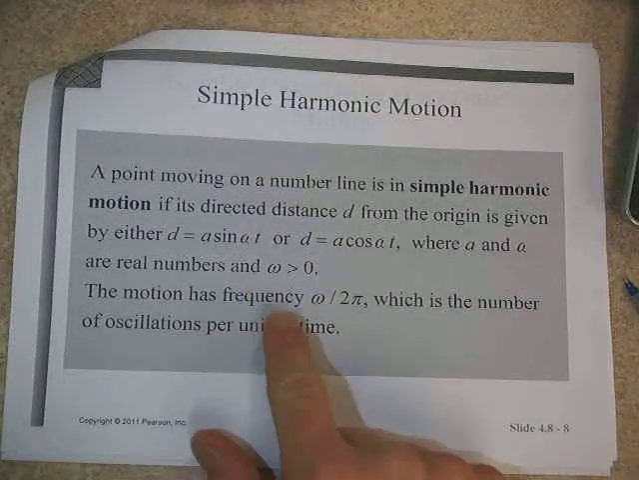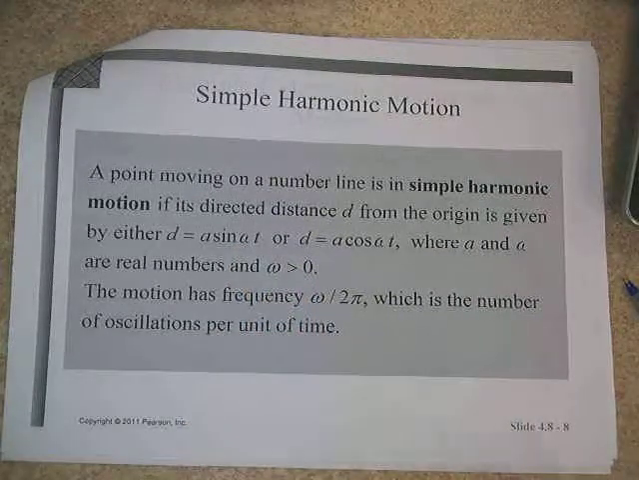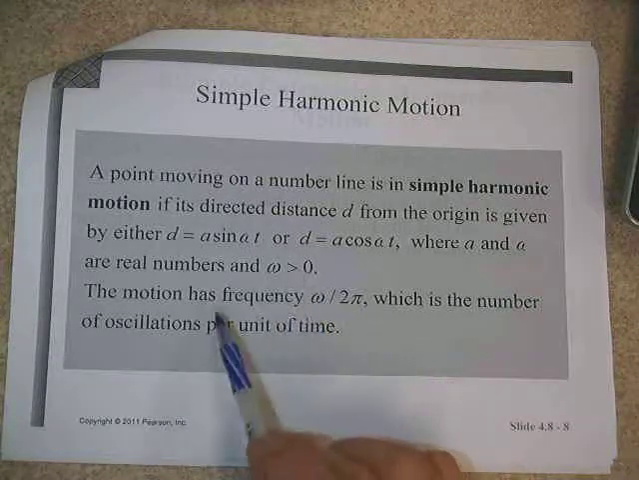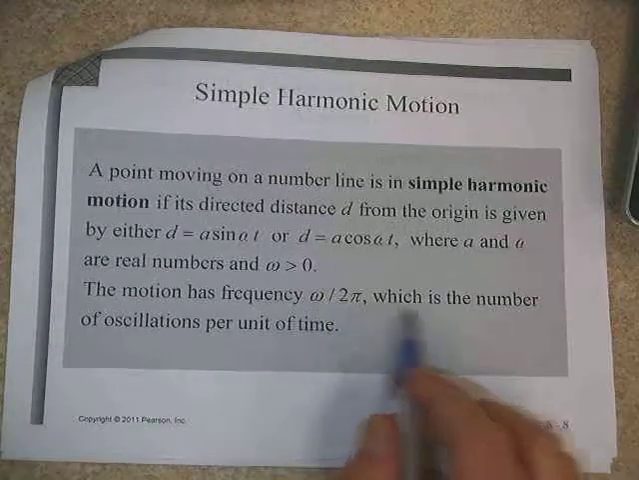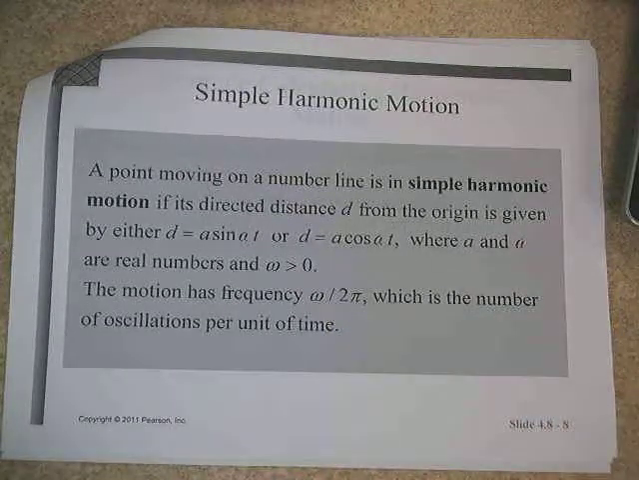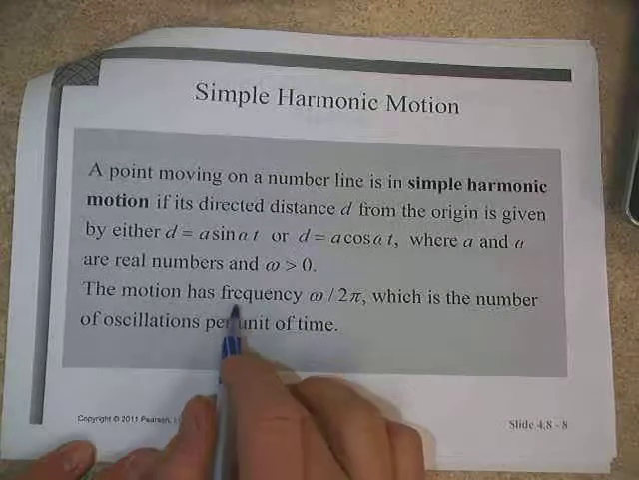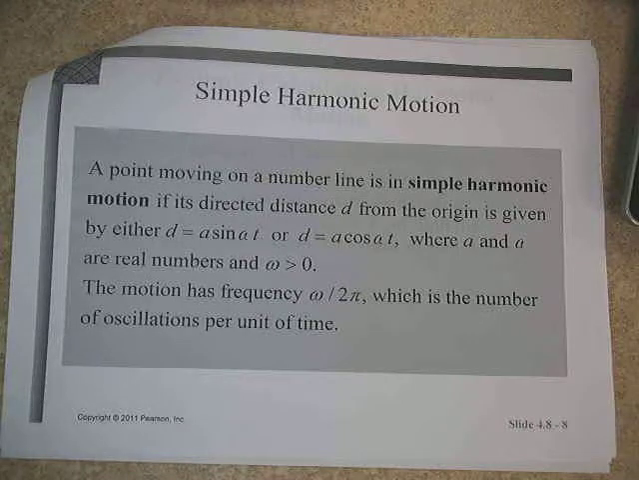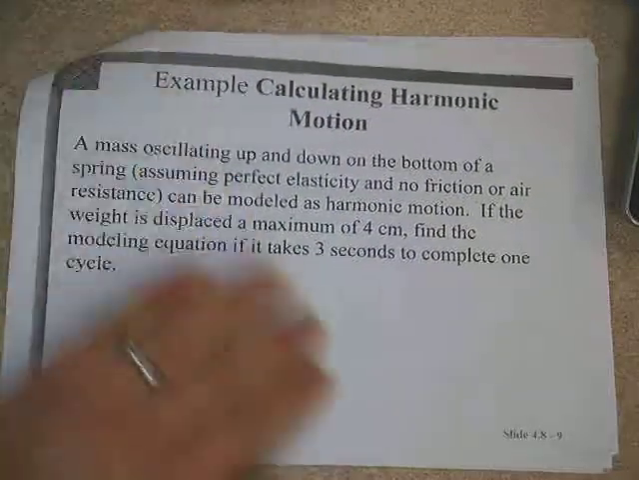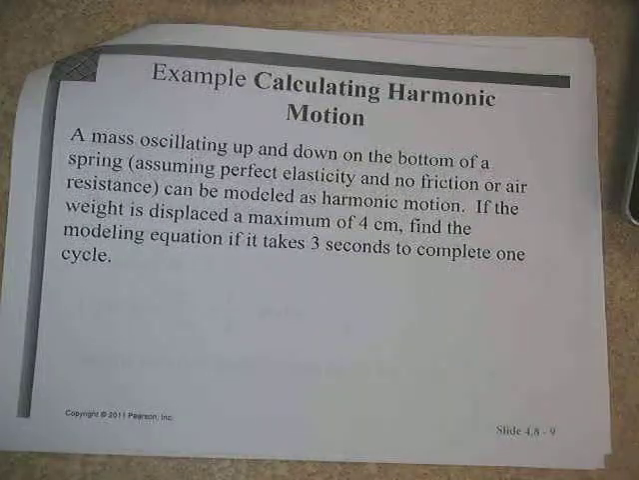Okay, the a and alpha, the amplitude and period numbers, are real numbers. And this w symbol here, which is another Greek letter, is greater than 0. As long as that's greater than 0, the motion has a frequency of w over 2 pi, which is the number of oscillations per time unit. Notice it's really the same formula for frequency as we had when we talked about the period of a sine or cosine function. But with that said, let's take a look at an example here.